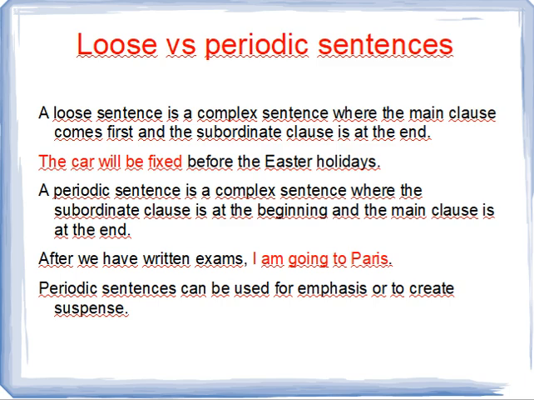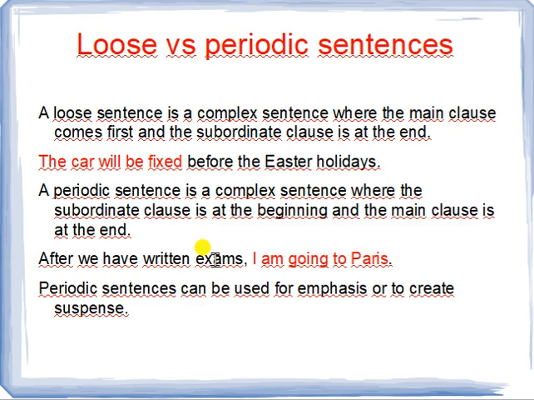And then loose versus periodic sentences. A loose sentence is a complex sentence where the main clause comes first and the subordinate clause is at the end. The car will be fixed. When will it be fixed? That's your less important information. It happens at the end. In a periodic sentence, you've got the subordinate clause at the beginning, after we've written exams, and the main clause at the end, I'm going to Paris. And you can use these for emphasis or to create suspense.